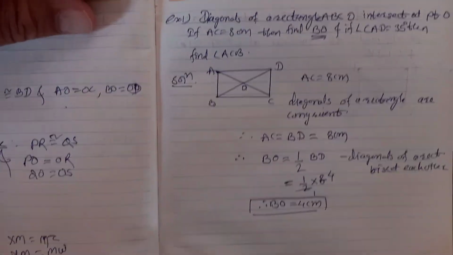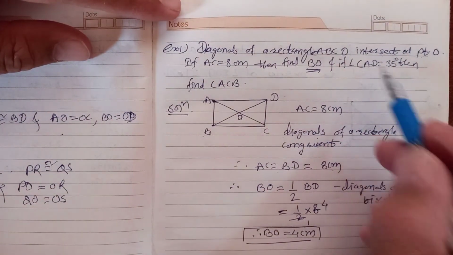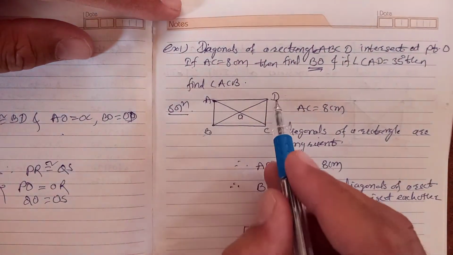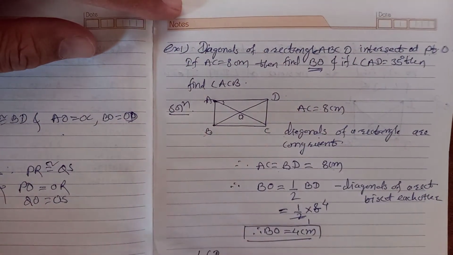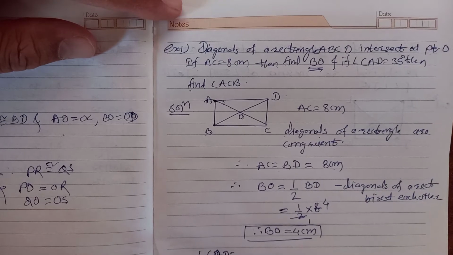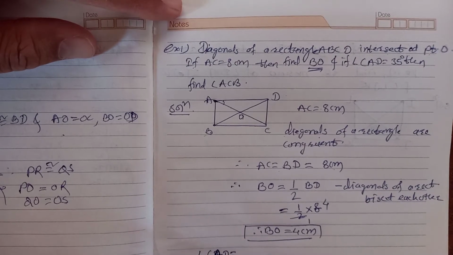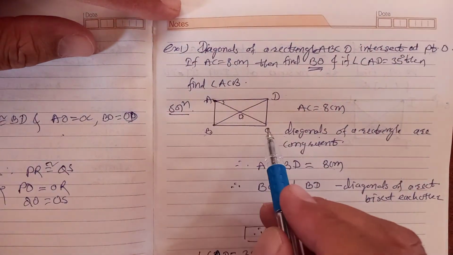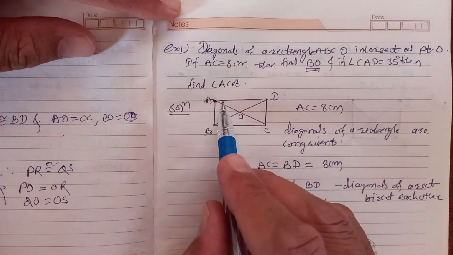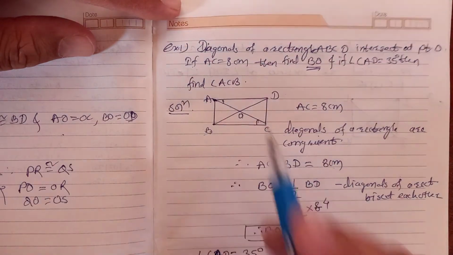Okay. So now what do you have to find? Angle CAD. CAD, this angle is what? 35. CAD is 35 degree. It is given. So which angle do you have to find? ACB. See here. This is given. So you have to find this one.